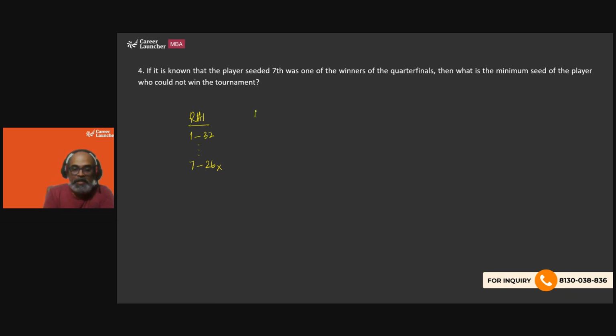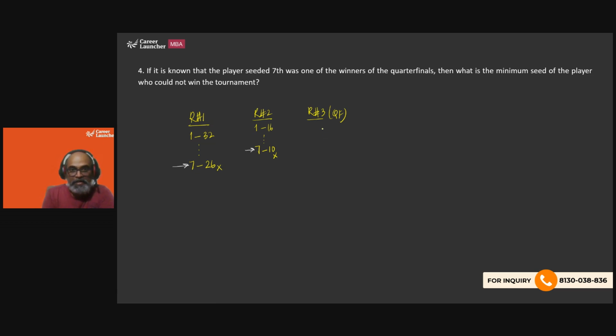Now, round number 2, it's going to be 1 versus 16 and so on. So the sum is 17. So 7 will play against 10. Now 7 has to move to the next round, round number 3, which is nothing but the quarterfinals. So that means 10 is also kicked out of the tournament for sure. We do not know the outcomes of the remaining matches. We are only looking at the outcomes of this particular match and this particular match, because 7 reaches the quarterfinals, and he was one of the winners, right?